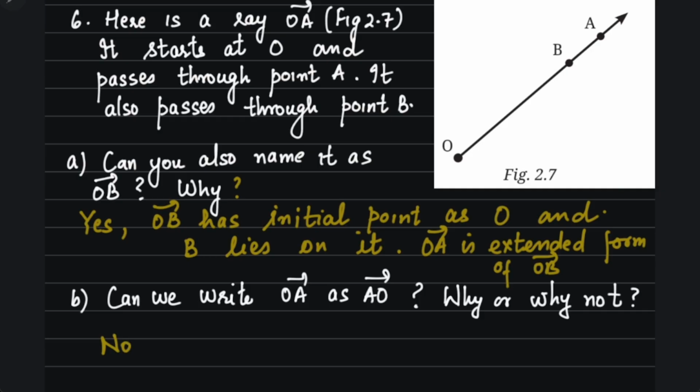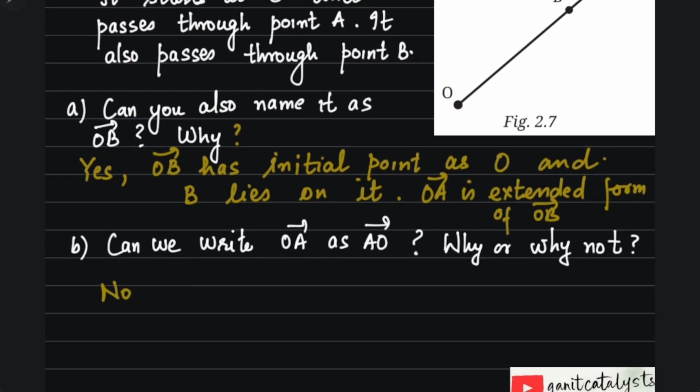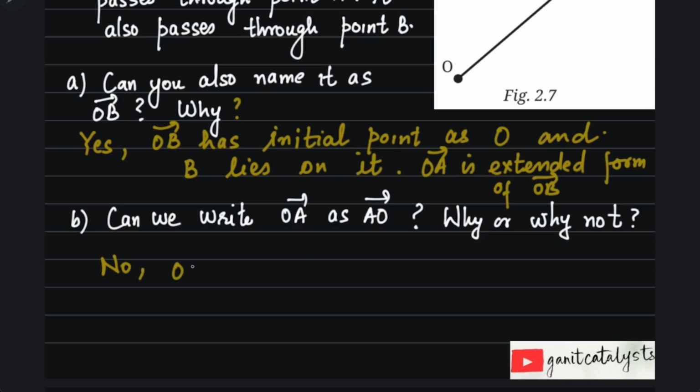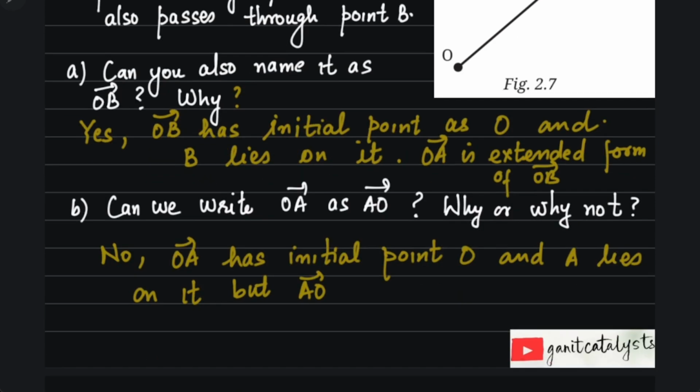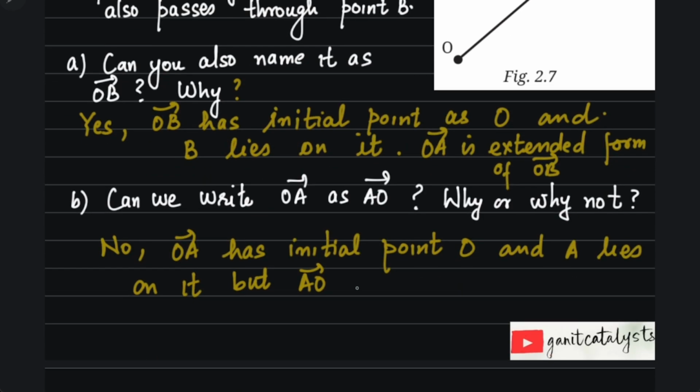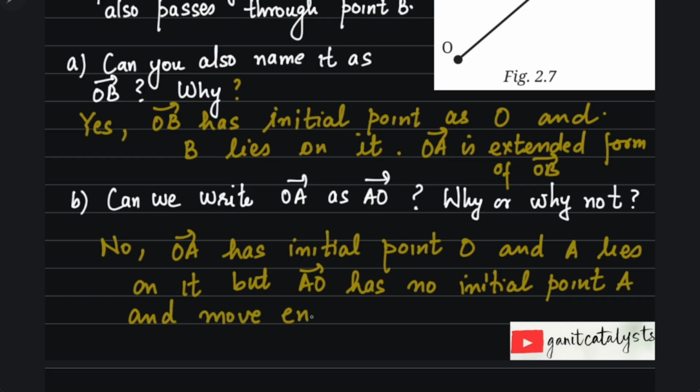Can we write OA and AO rays? No. Why? Because ray OA has initial point O and A lies on it, but ray AO has initial point A and moves endlessly towards O.